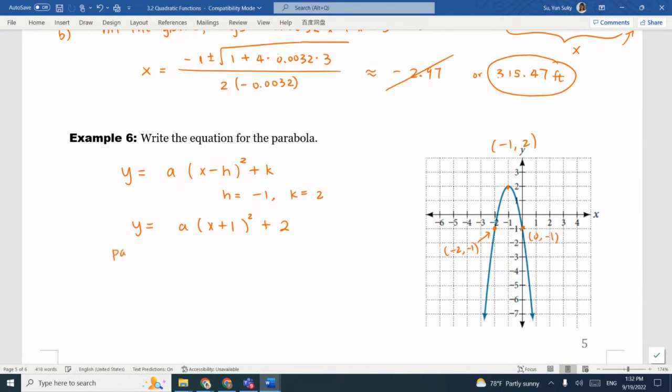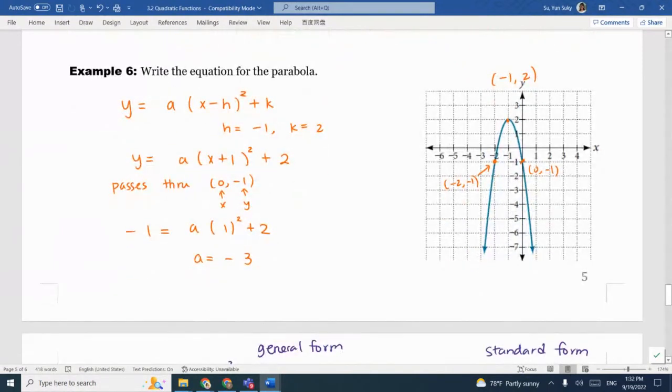Okay, so because it passes through 0, negative 1, you plug in x is 0 and you plug in y is negative 1. So negative 1 equals a, x is 0. See, you plug in 0, then 0 plus 1 is just 1. Right, everybody? Yes. And 1 squared is 1. So we have a plus 2 is negative 1. What's a? Yeah, negative 3. Good.